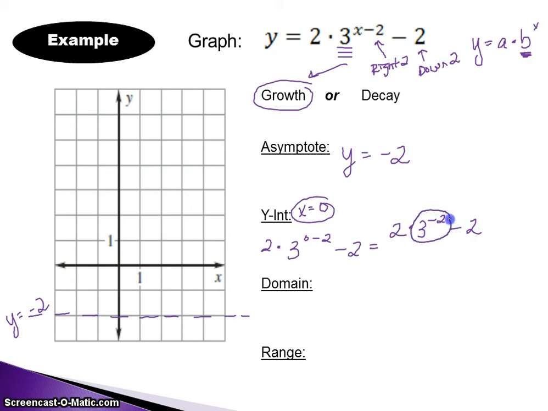Negative powers, hopefully you remember, when we have negative powers, we have to bring them to the opposite side. This was on the top, so I have to bring it down. So this is 2 over 3 squared, minus 2. 3 squared is 9. 2/9 minus 2 is, and again, if you're not good at fractions, make sure you're using your calculator, 2/9 minus 2 is -16 over 9. So when I'm asked for my y-intercept, I am at 0, -16 over 9, which is just shy of -2.